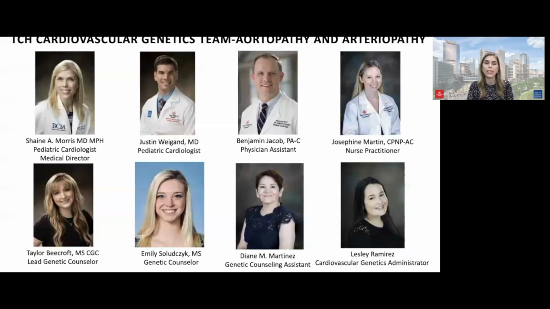So this is our team of providers that see specifically our aortopathy and arteriopathy patients. So you can see across the top are our two MDs, as well as our physician assistant and our nurse practitioner, as well as our two fabulous genetic counselors and our administrative support group.